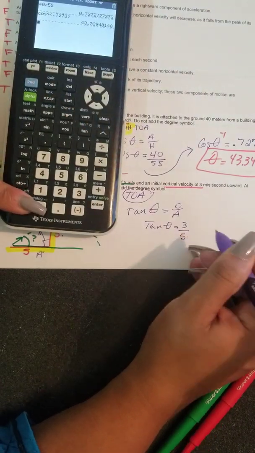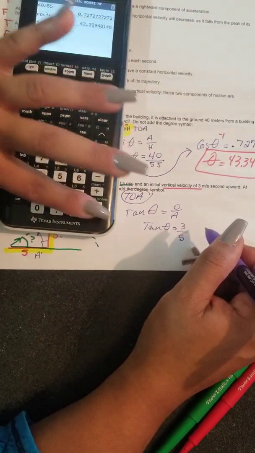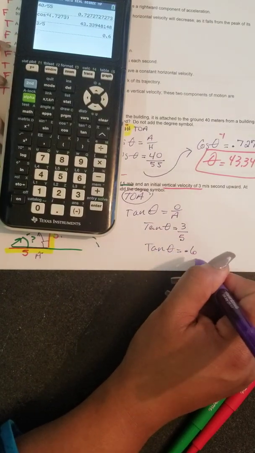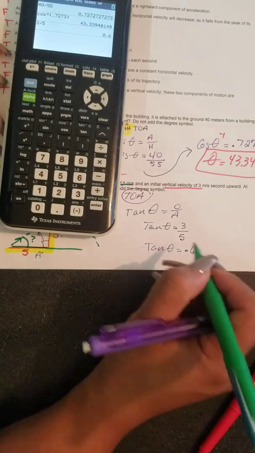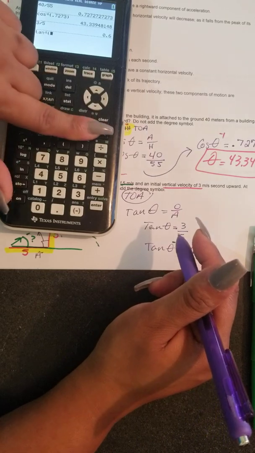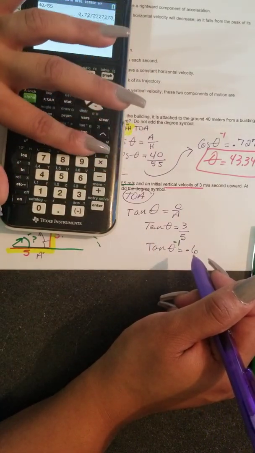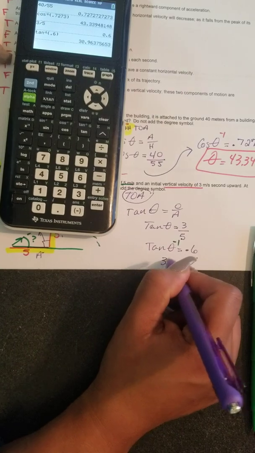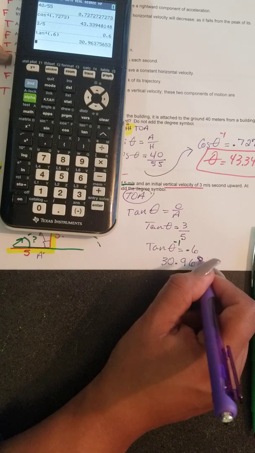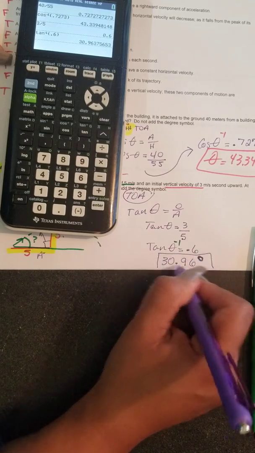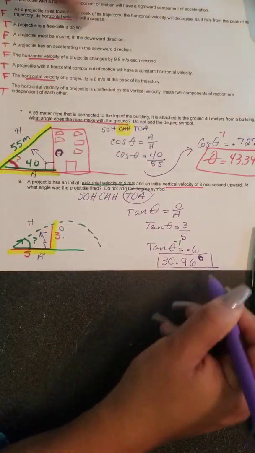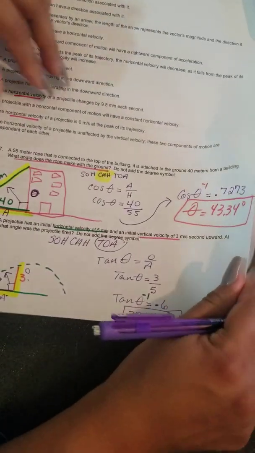Again, make sure you are in degrees. 3 divided by 5 comes out to 0.6. Not my answer. I need to do the inverse of the tan, which is the opposite. So second key, tan, 0.6, close parentheses, 30.96 degrees. That's your correct answer. Turn the page. Let's keep going.